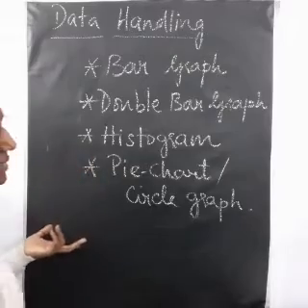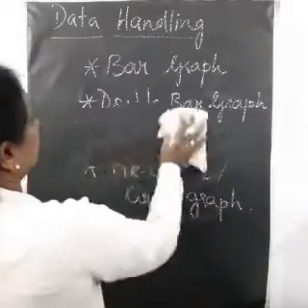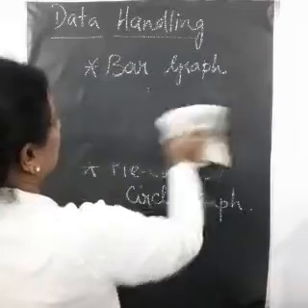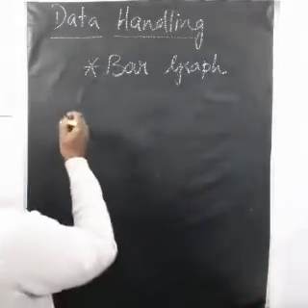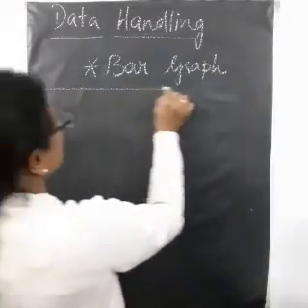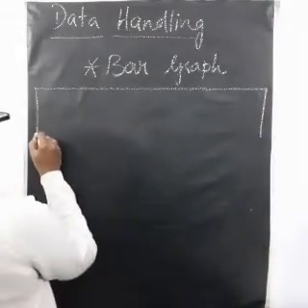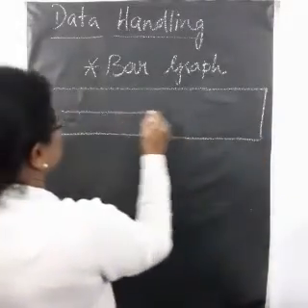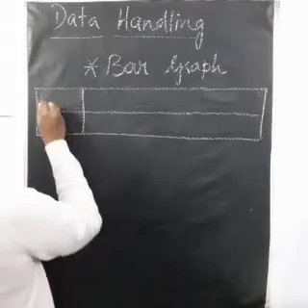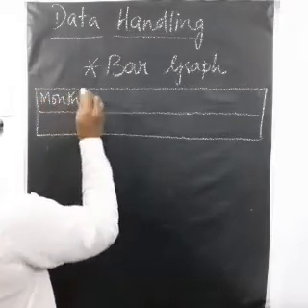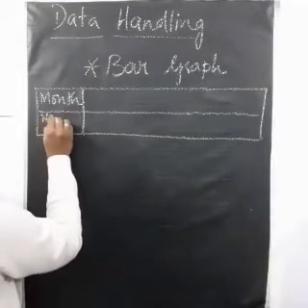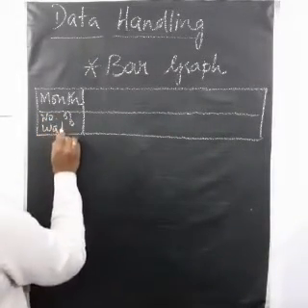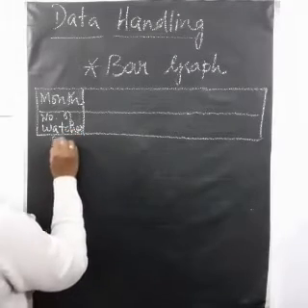Anyway, we will recall it this time so that it will be easier for you to represent data by using bar graphs. Just say they have given a sum like this. They have given here month, and here they have said number of watches sold.